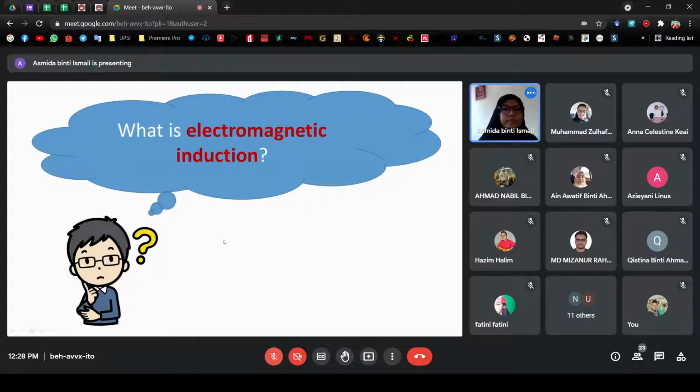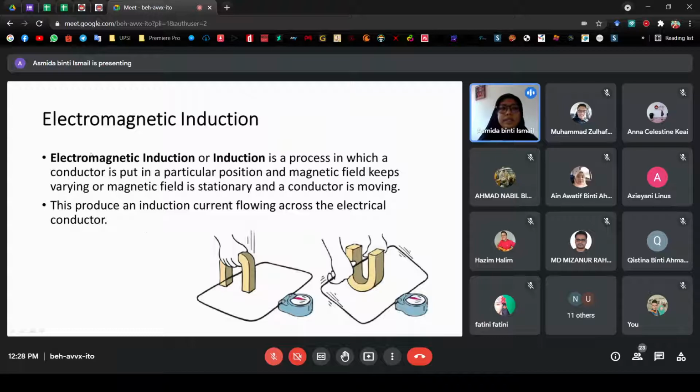What is electromagnetic induction? Electromagnetic induction is a process in which a conductor is put in a particular position and the magnetic field keeps varying, or the magnetic field is stationary and the conductor is moving. This produces an induced current flowing across the electric conductor. The word induction means teraruh in Malay.